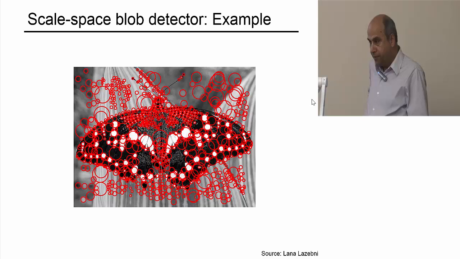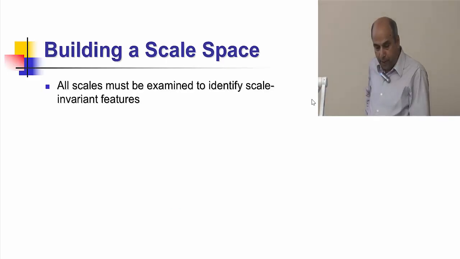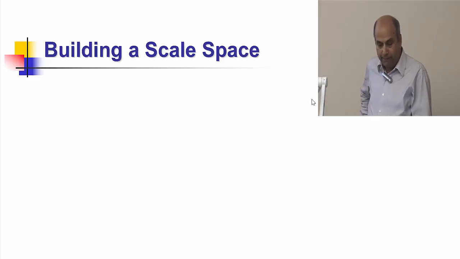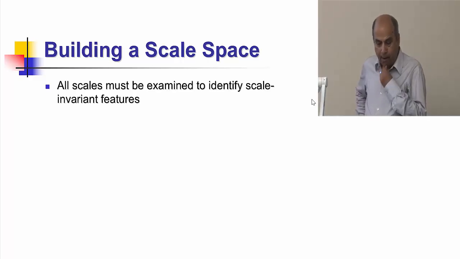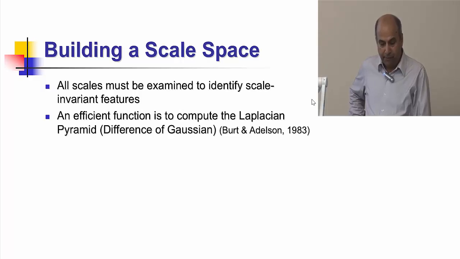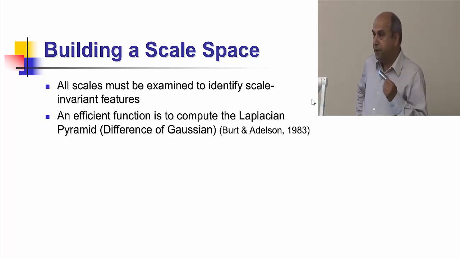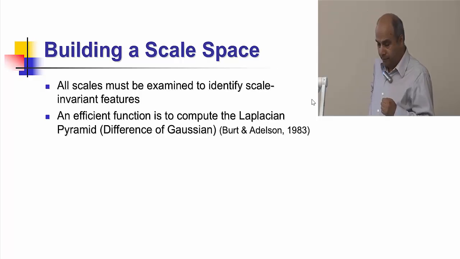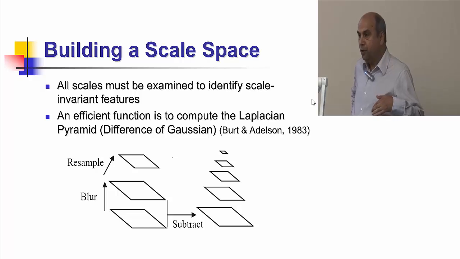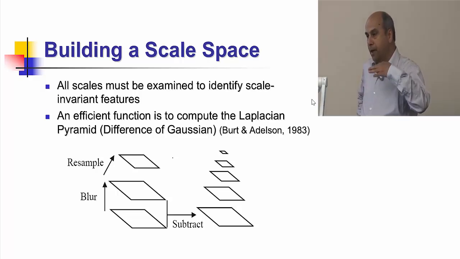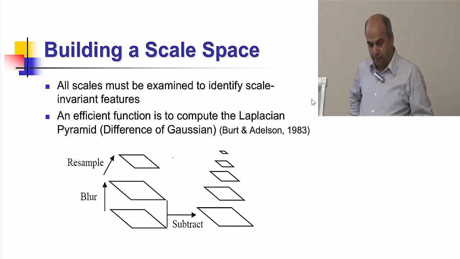Okay, so this is a good step. So now what we are going to do, we will build up scale space. All the scales must be identified, scale invariant features. An efficient way to do this is the pyramid. We discussed this before. And pyramid, as you know, you take an image, blur it, and then subsample, and that's the way you build a pyramid. And you're going to write a program to do that. And this is a pyramid here.